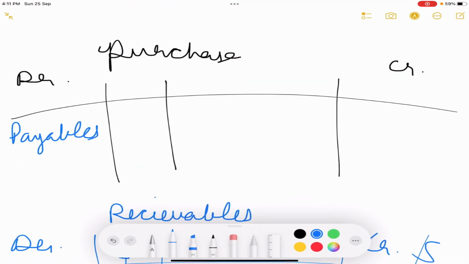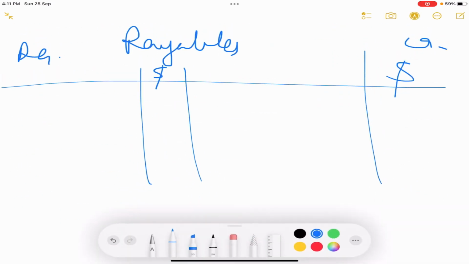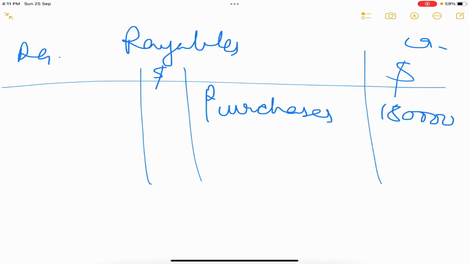So here we will be doing 180,000, and let's go to the payables and we have to make the purchases over here. Purchases, which is nothing but 180. Okay, so let's move on to the next one.